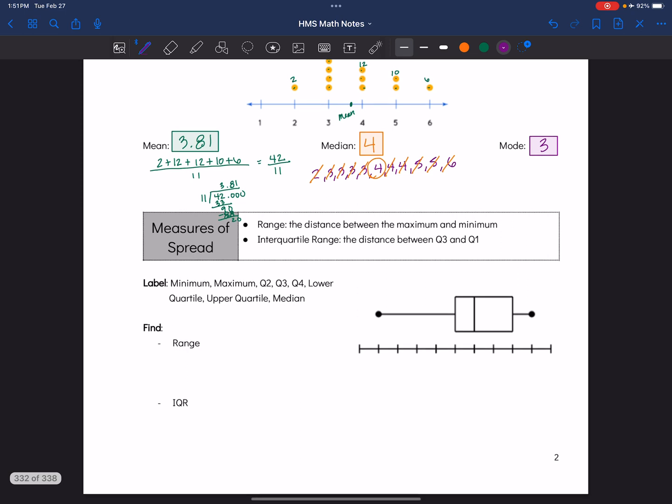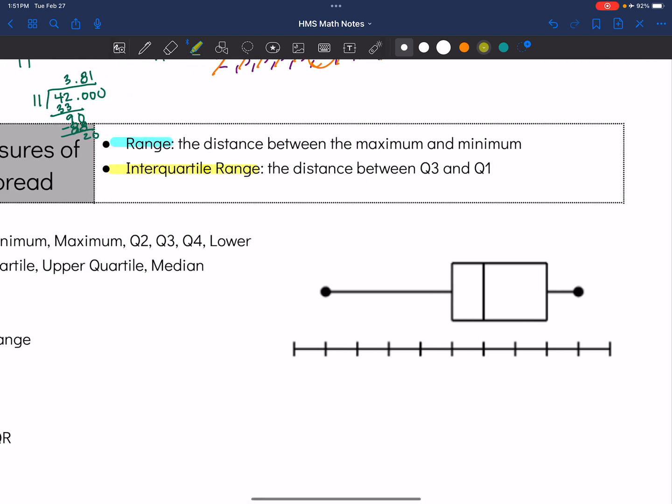Okay, measures of spread. This is range because I'm trying to find the distance, the spread of the data. And then we also have interquartile range, which I know you guys have done as well in 6th grade. Interquartile range is basically just the middle distance, the distance between Q1 and Q3. So first, let's go through and label this box plot so we know what we're talking about, right? Let's not label a number line because I see that it's not labeled. It would definitely help if it was.